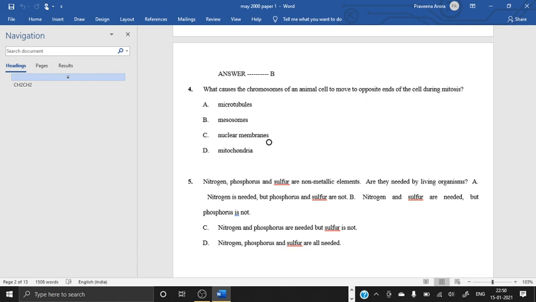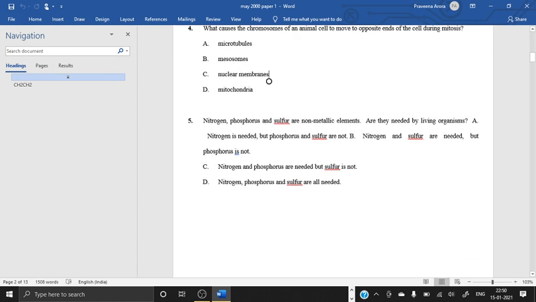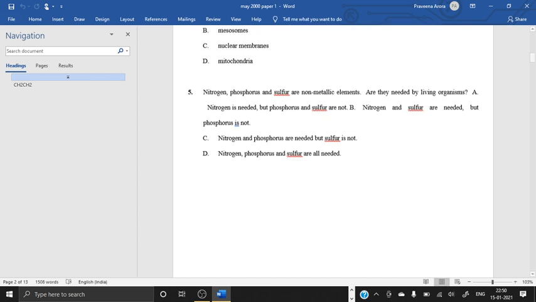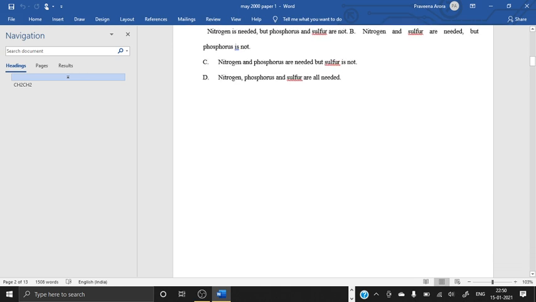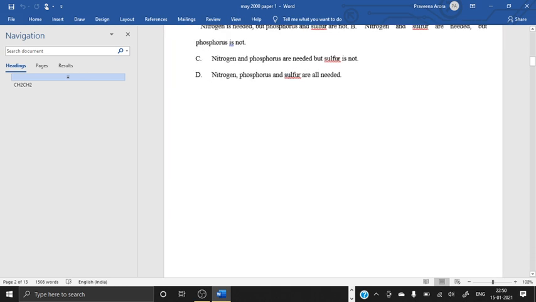That is microtubules. Then is question number 5. Nitrogen, phosphorus and sulfur are non-metallic elements. Are they needed by living organisms? The answer is D. Nitrogen, phosphorus and sulfur all are needed.